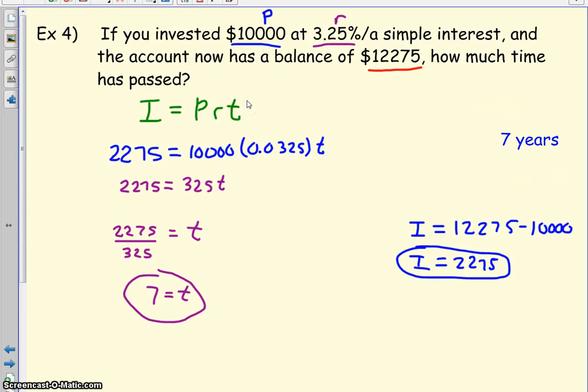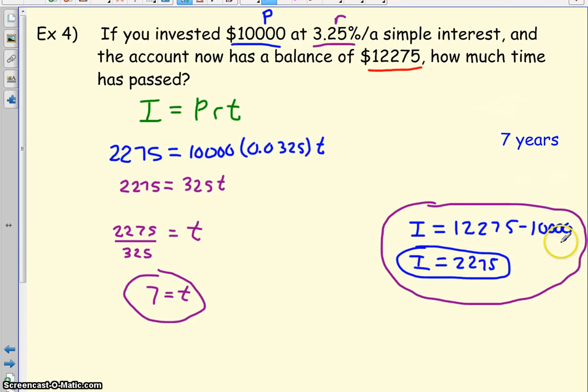What we don't know explicitly right now is how much interest was earned. But the interest earned is going to be how much the investment grew by when it went from our principal to our final amount. So our investment started off at $10,000. After a certain amount of time, it's now worth $12,275. That difference is going to be the amount of interest earned. So we subtract $10,000 from the $12,275, which tells us that in whatever amount of time we had, we've earned $2,275 in interest. So once we have that, we can put that in the equation for I, and then since we know P and R already, we can solve for T.